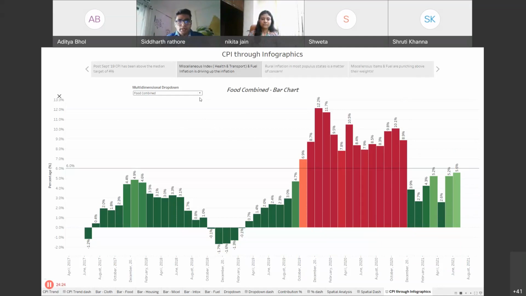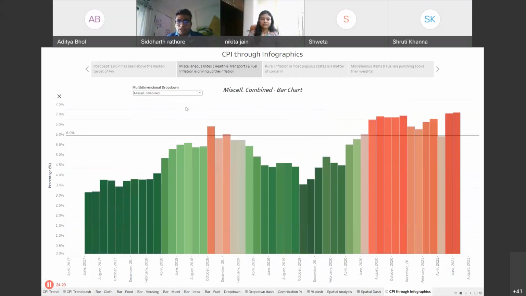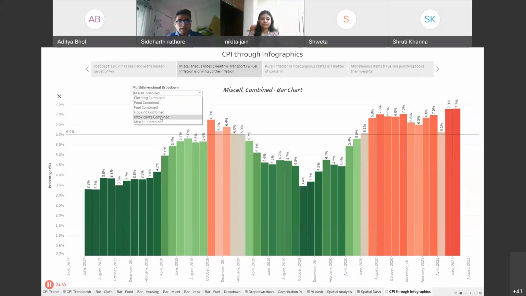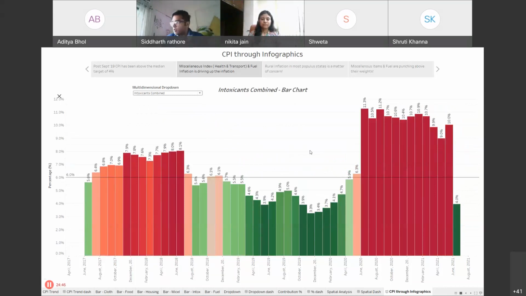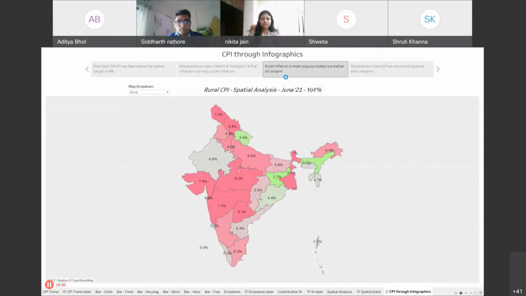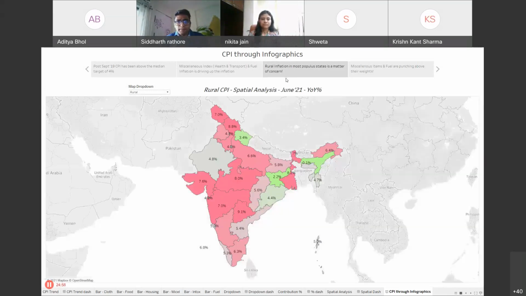Similarly, you can click on the miscellaneous items because that also has a huge weight, and thereby you can see how it has panned out in the previous few months. Similarly, you can then also see other factors like housing, clothing, or other factors, for example, intoxicants. All these factors can be seen through bar graphs. Now coming to the next infographic that we have created. Just a second, it's taking a little time for rendering.